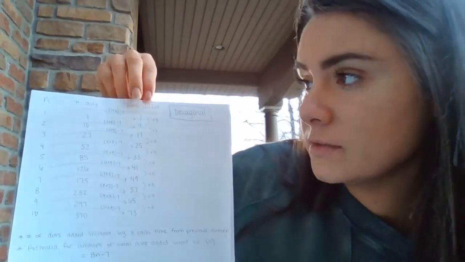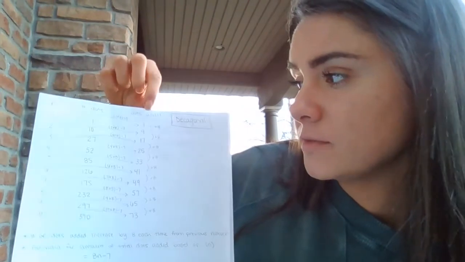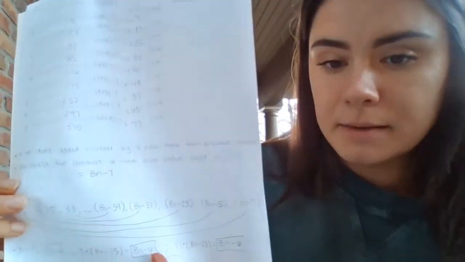And then I went about the same method for the decagonal. I first started adding up all the numbers in the decagons, and then I saw a close relationship that between every new level, 8 more dots were added to the total amount of dots added in the previous term. And then I again wanted to find the relationship between n and the number of dots added. So what I found was 8n minus 7.